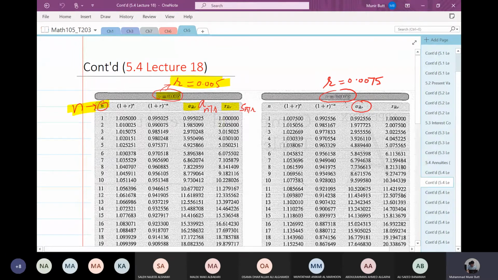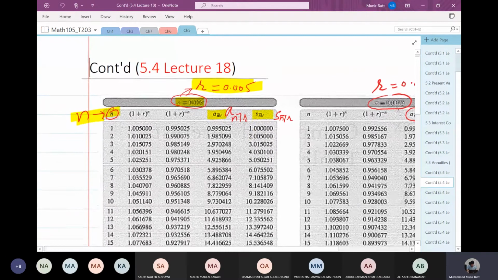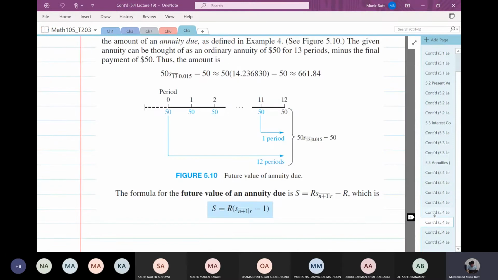And now we will see in today's lecture what is this s n angle r, so means the future value. So there is also a table in the appendix. You can see the values with respect to the n. There are certain values given. Okay, so let us focus.